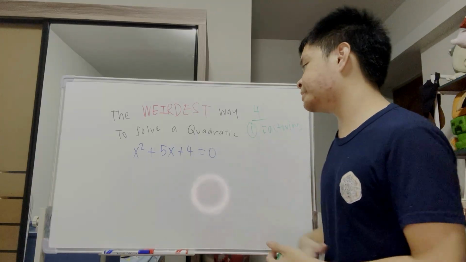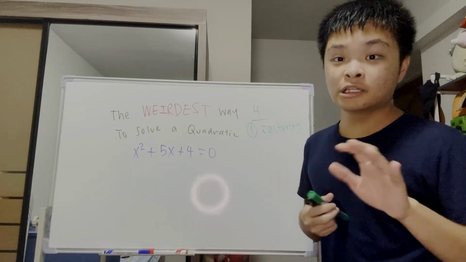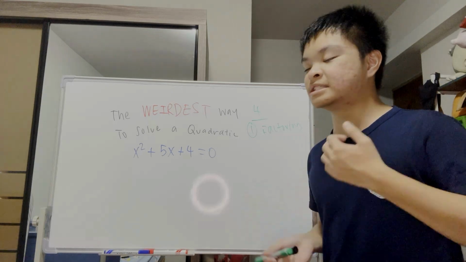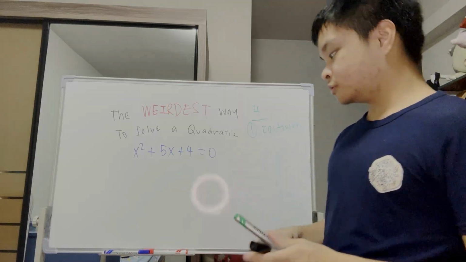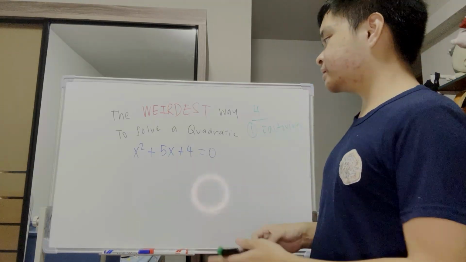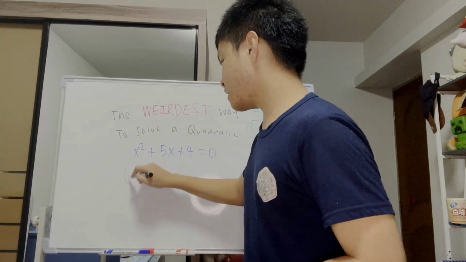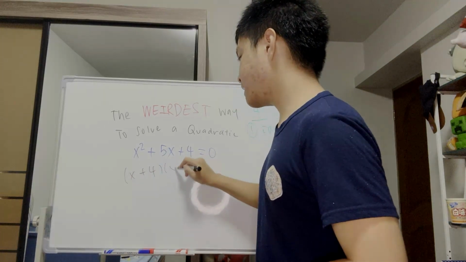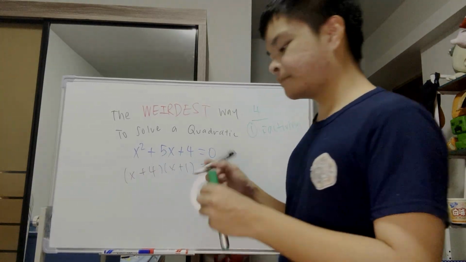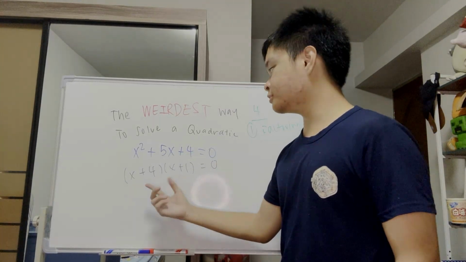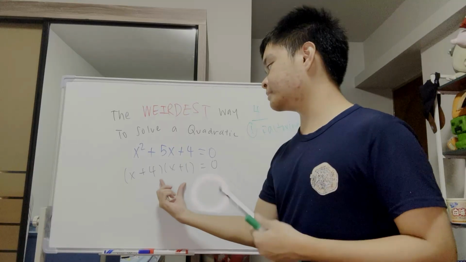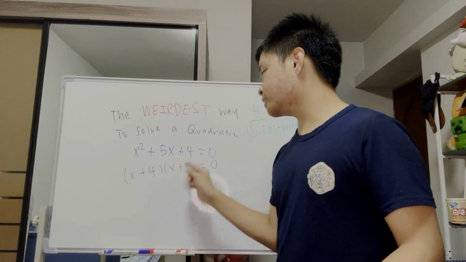And this is also probably the chapter that stumped a lot of people in Sec 2 because it's so counterintuitive, right? So factoring, I'm going to do this. So factoring this, we will get (x + 4)(x + 1) = 0. Why? Because these two numbers, if you add them up, you will get 5. And these two numbers, if you multiply them together, you will get 4.